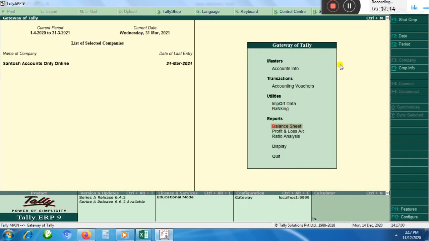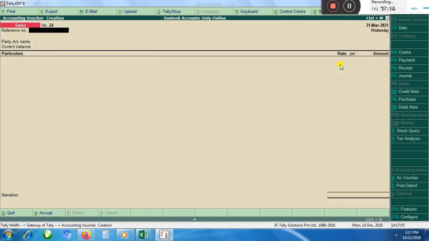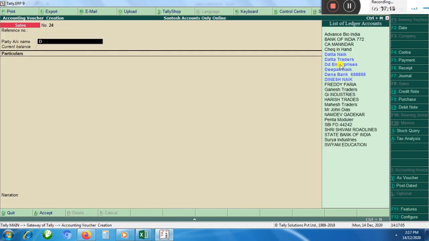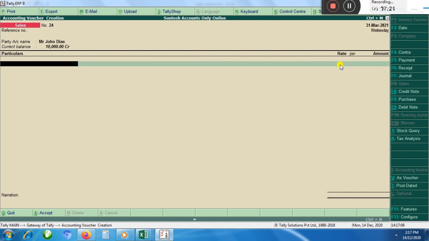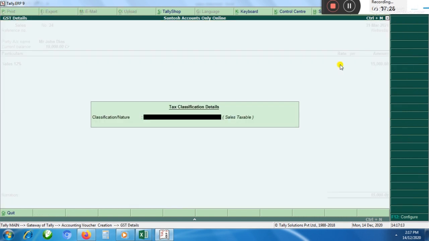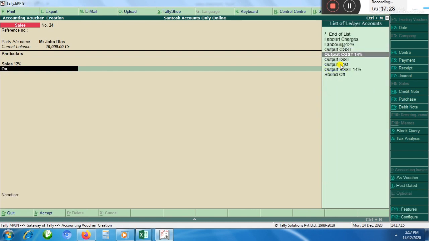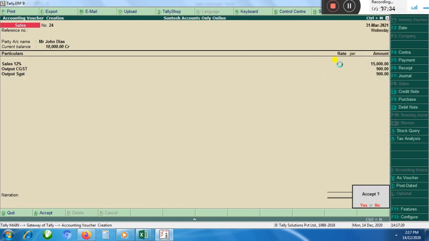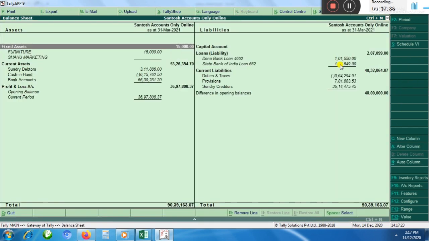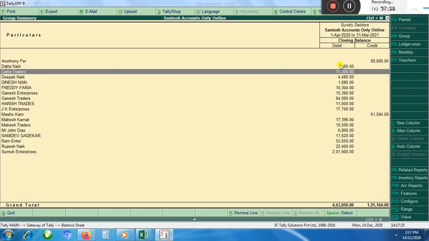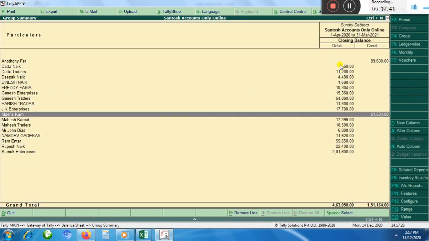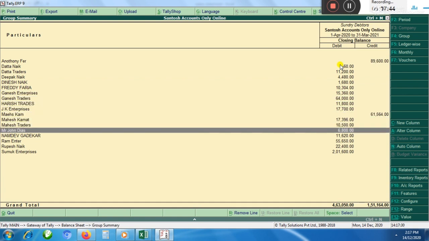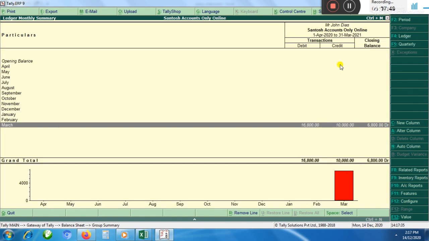Now tomorrow, suppose I sold the goods to John Dice, I'll pass what? Sales transaction. Debit John Dice, sales, say 15,000 at 12%, Output CGST, Output SGST. 10,000 I have received in advance. Now if I see the balance sheet, for John Dice in the debtors, it will show me 6,800 we have to receive from John. If I press enter here, I'll press enter.